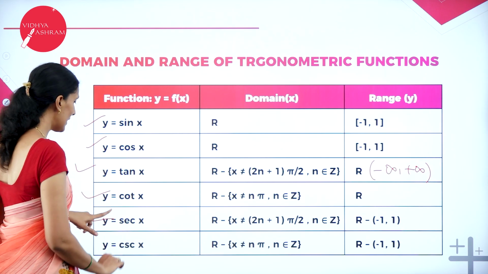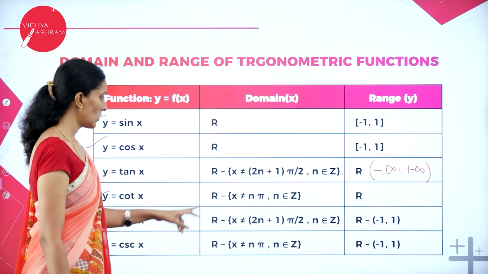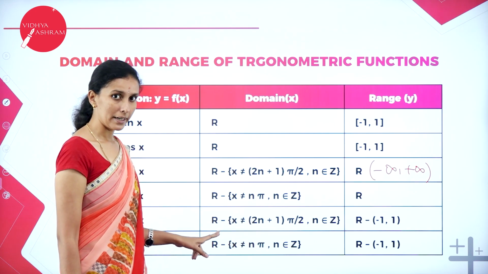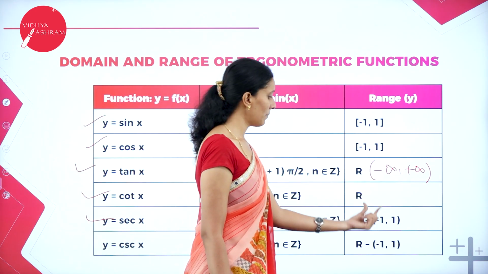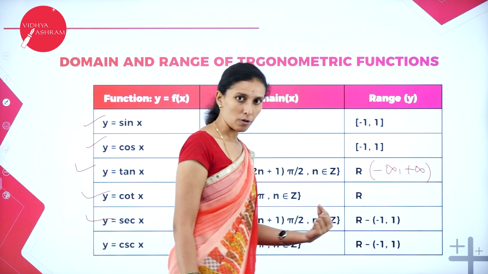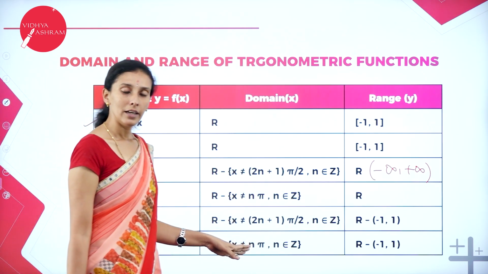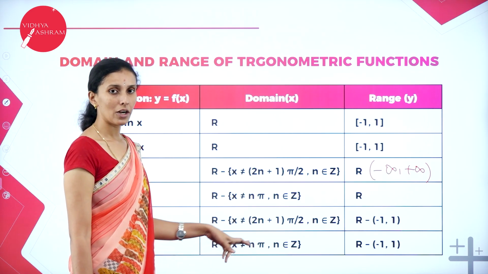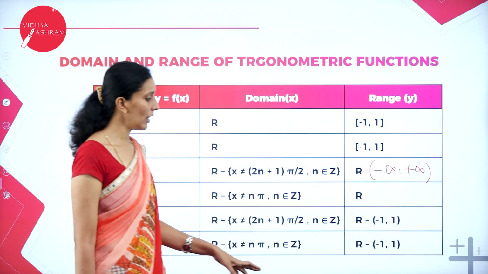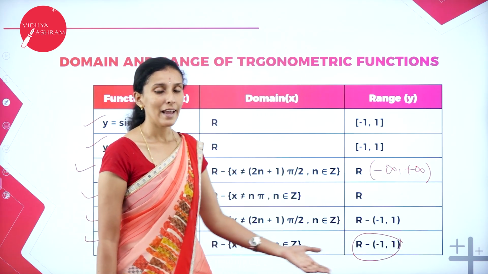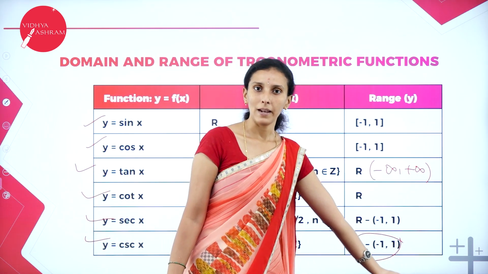And secant is the reciprocal of cos. So except odd multiples of pi by 2, it can take any real number, and the range is any real number except the interval minus 1 comma 1. Similarly, cosecant, the reciprocal of sine function, cannot take multiples of pi as an angle, and its range lies in any real number except minus 1 comma plus 1.